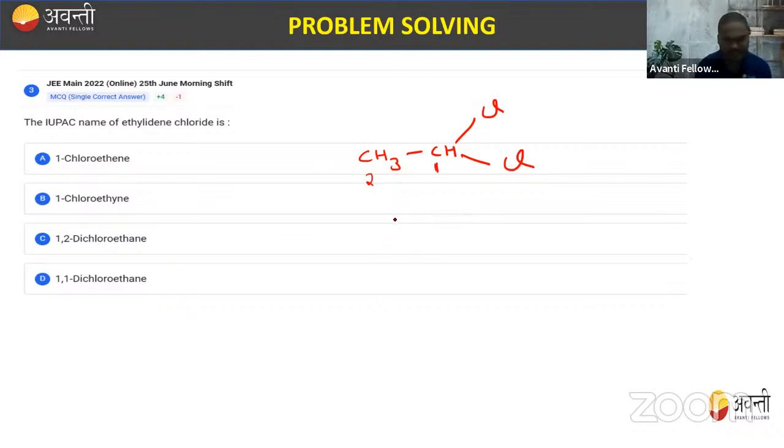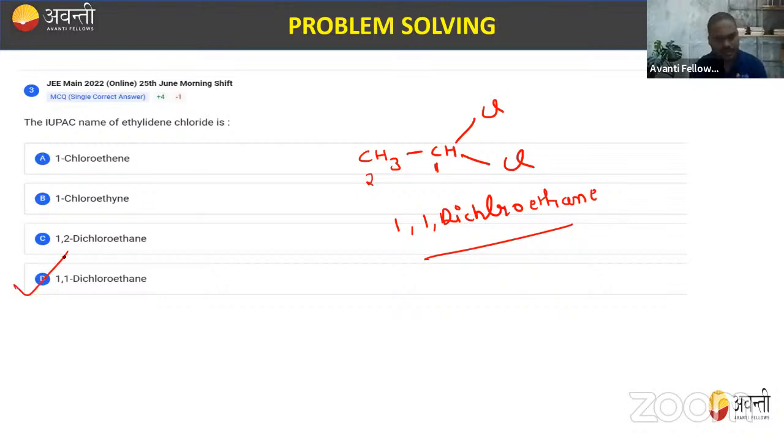So we can say that it is 1,1-dichloroethane. So this is the correct name. That is option D, 1,1-dichloroethane.